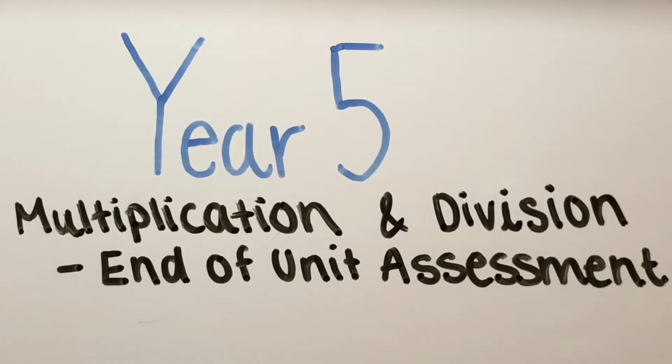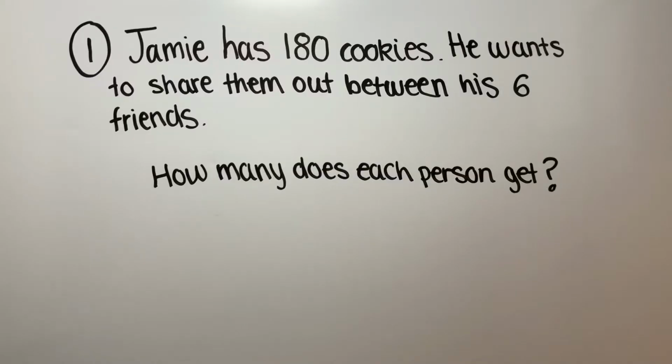In today's video we are doing the Year 5 Multiplication and Division End of Unit Assessment. For this video you will be needing a pen and a piece of paper. After each question please pause the video and attempt the question, then press play to see the working out and solution. Let's begin. Question 1.